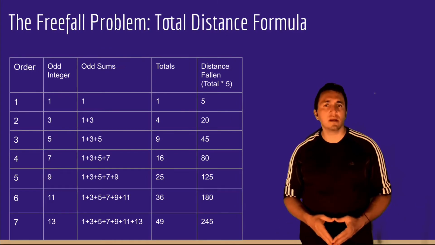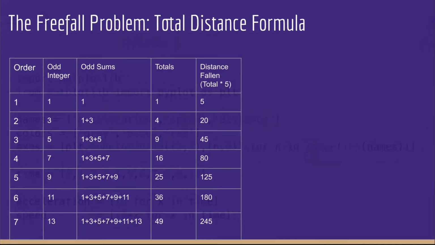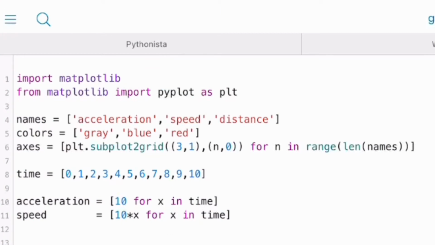So now we're going to pull up our Python editor and we're going to write a script. Okay, so first we're going to set up lists that correspond to our 3 attributes: acceleration, speed, and distance. And then you can see we're going to set up our lists for acceleration and speed, which are pretty straightforward. Acceleration is always 10, and speed is 10 times x.